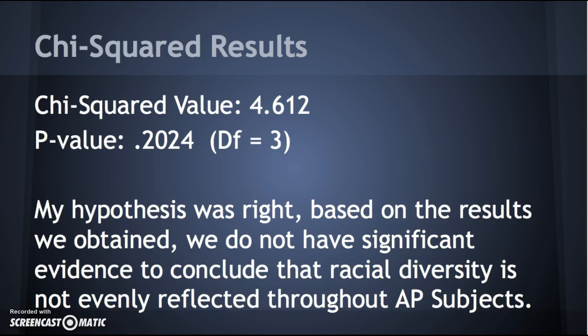So my hypothesis was right. Based on the results we obtained, we do not have significant evidence to conclude that racial diversity is not evenly reflected throughout the AP classes. We still have to assume that it is. Well, we don't have to assume, but we can't prove otherwise.